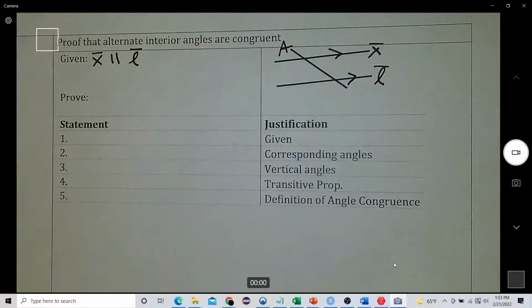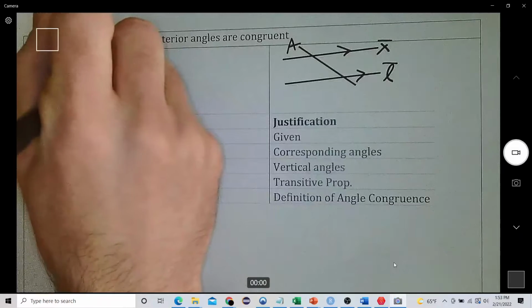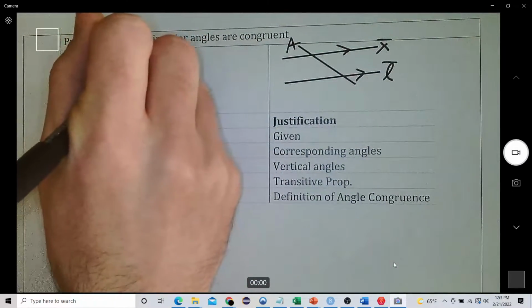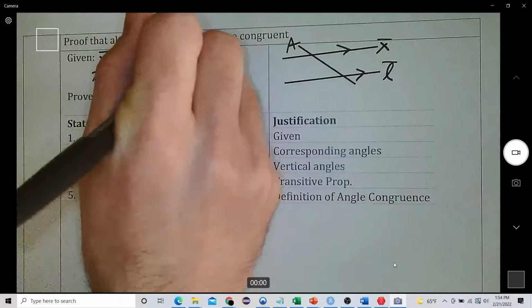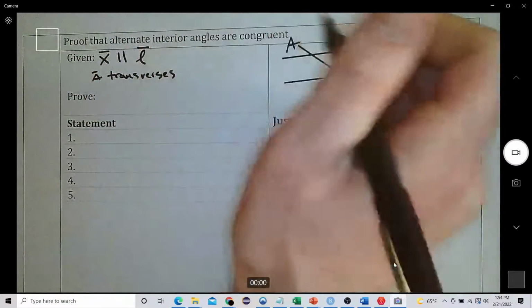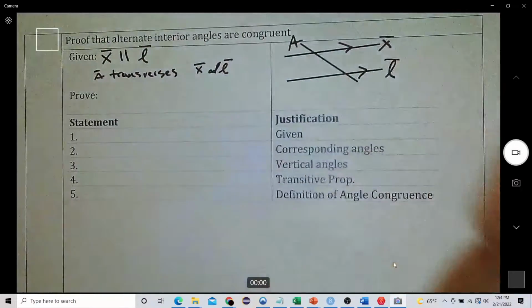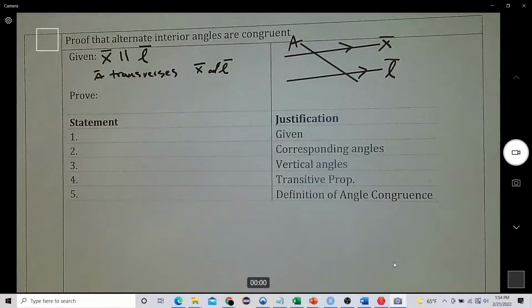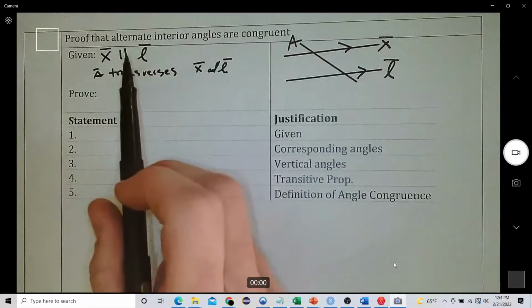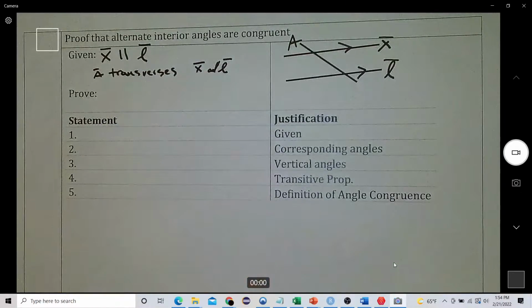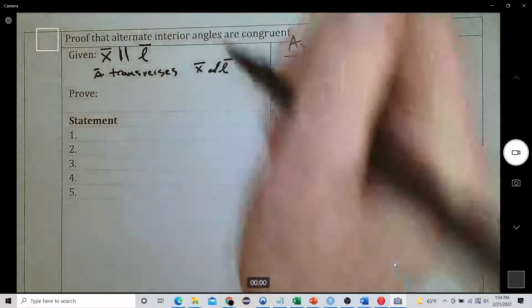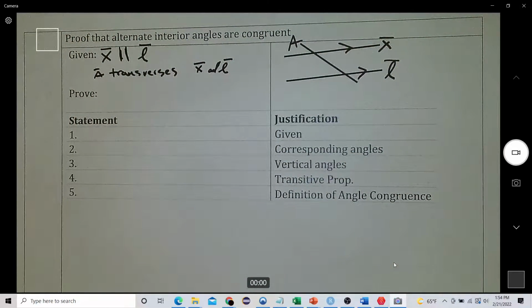Okay. So, all right. What else did we give ourselves? We also have that line A transverses line X and line L. That's it. Those are our givens. That's what we got. Yeah, Jason. Between the X and the L? That's the perpendicular, or sorry, so parallel lines. Yeah, we're saying that line X and line L are parallel to each other, right?